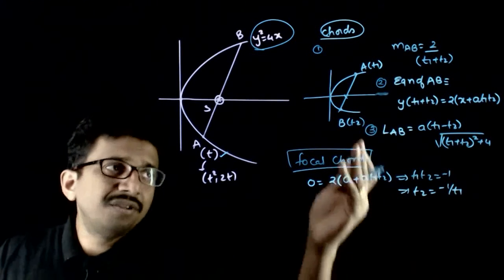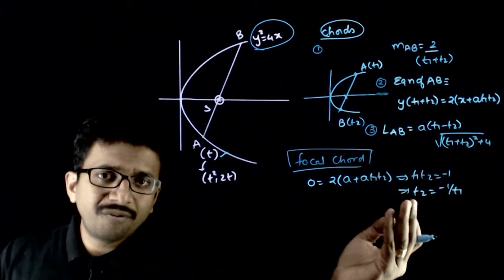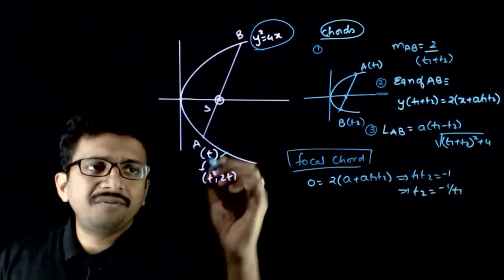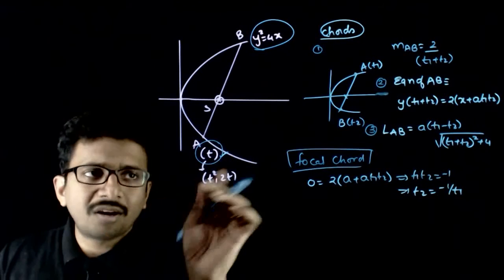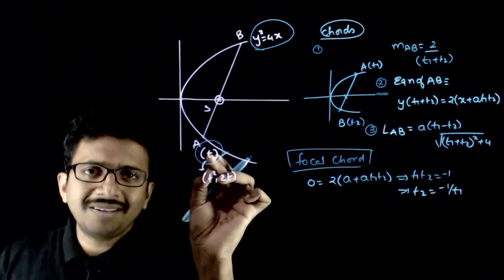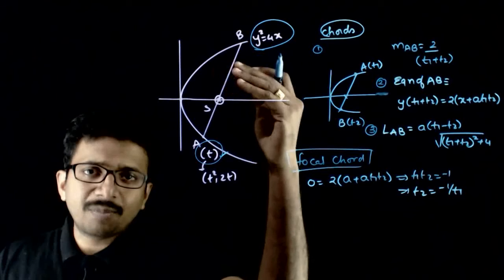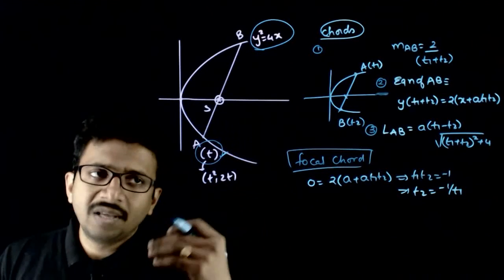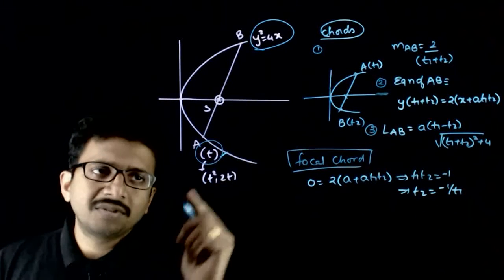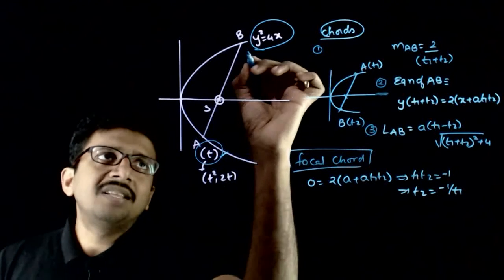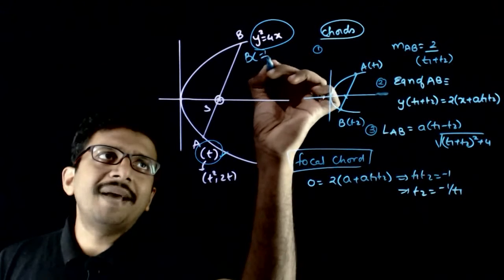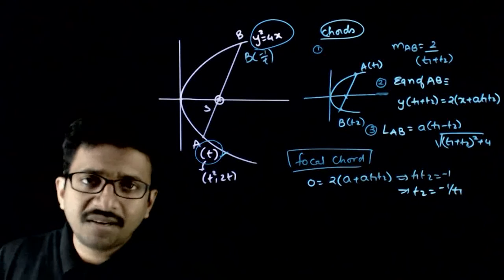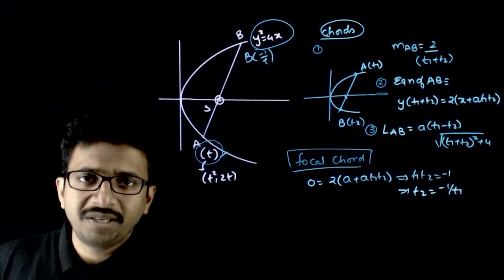And what is the length of the focal chord? For the focal chord, if you know the parameter corresponding to one end, the parameter corresponding to the second end will be fixed. It won't be variable, so you don't need t1 and t2. If you take one end as t, the parameter of the other end will be equal to minus 1 by t.